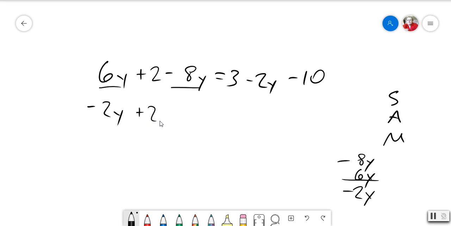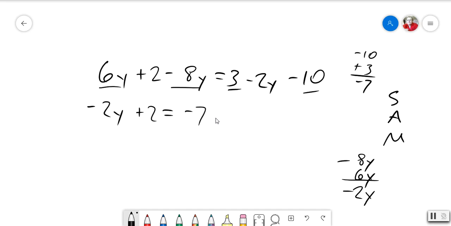2 here is not affected. Y's and numbers, apples and oranges. Over on the right, 3 minus 10, which is the same thing as negative 10 plus a positive 3, which is negative 7. Once more, you take the sign of the larger number.